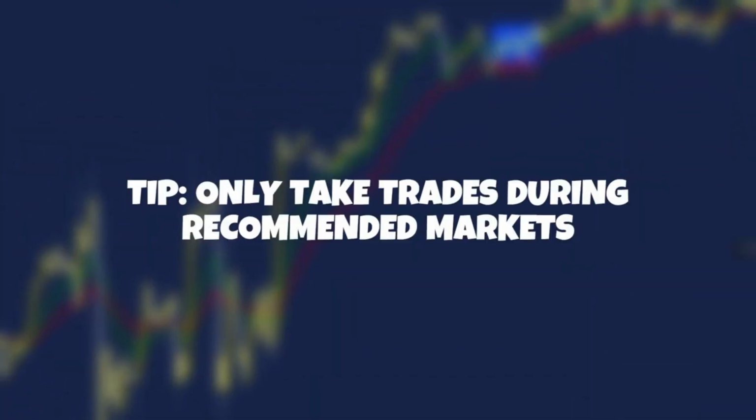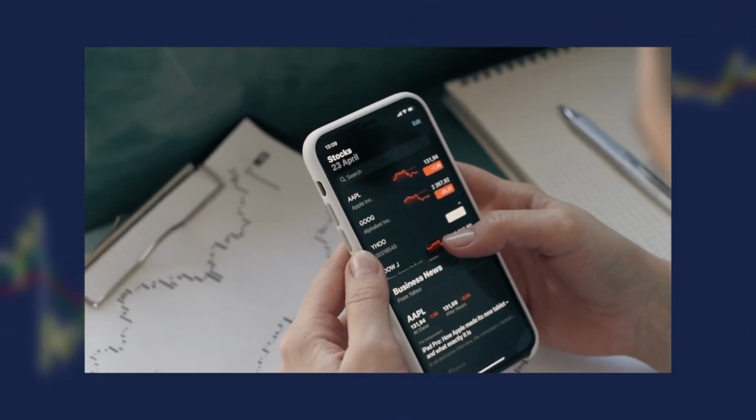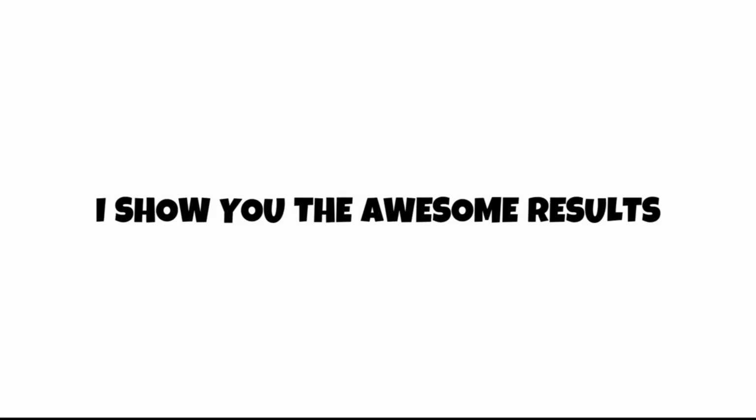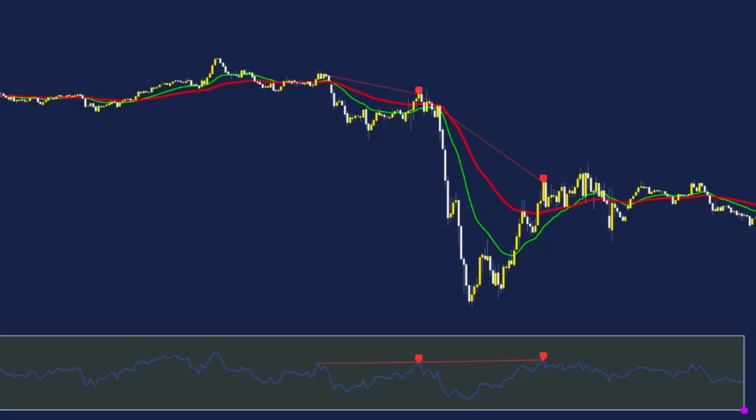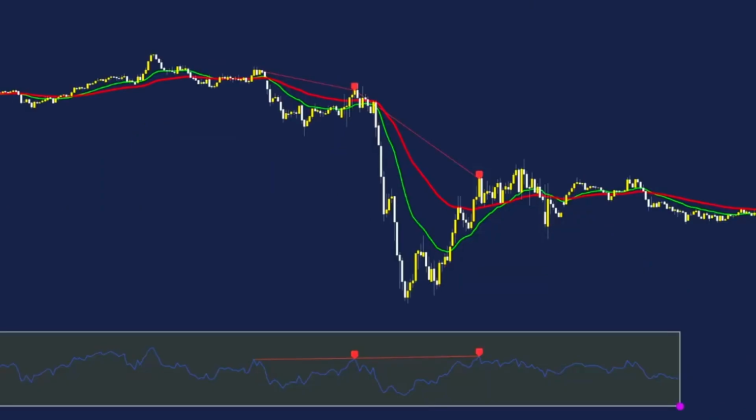One massive tip to add would be to only take trades during the recommended market. For example, trading a GBP Forex pair during a London session for the best results on TradingView. And just before I show you the awesome results, let's flip the rules on its head and see the sell trades play out. We'll want to wait again for the 20 EMA cross below the 50. This will lock in the downward trend.